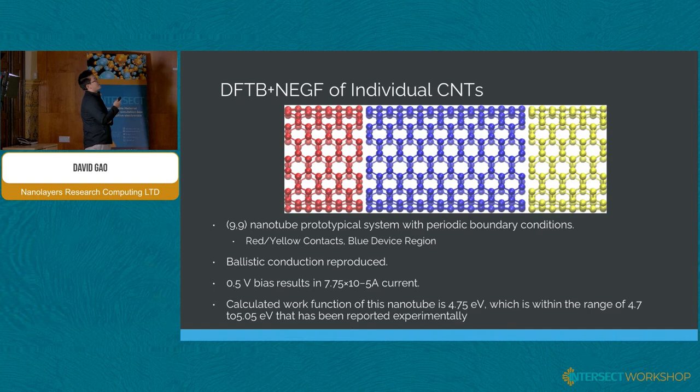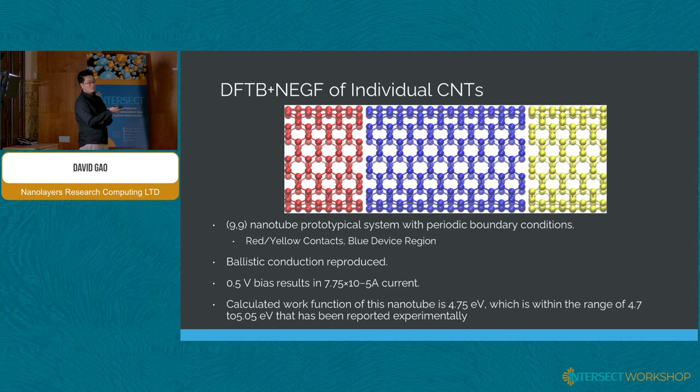And basically, we can reproduce ballistic conduction. We can calculate a current through it. We can look at the work function of the nanotube and compare these values to experimental ones and get quite good agreement. We also benchmark all of the structural stuff and band structure with CP2K and VASP calculations to make sure we've got that all correct.